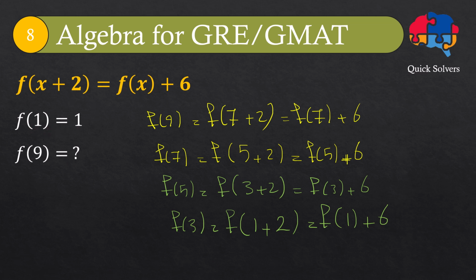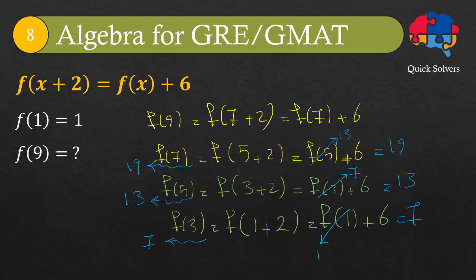And this time we know what f of 1 is. It is 1, so I can replace it by 1. Then here we get 7. Now we know what f of 3 is: f of 3 equals 7. I will replace that here, and this equals 13. That means f of 5 equals 13. Now that I have f of 5, I can replace it here, and this gives me 19. So that means f of 7 is 19.